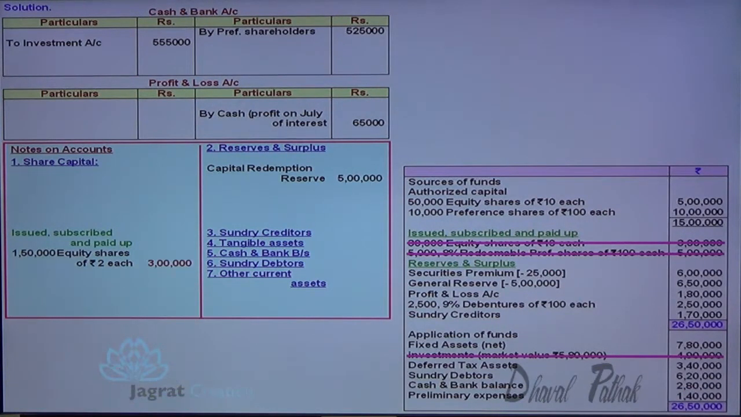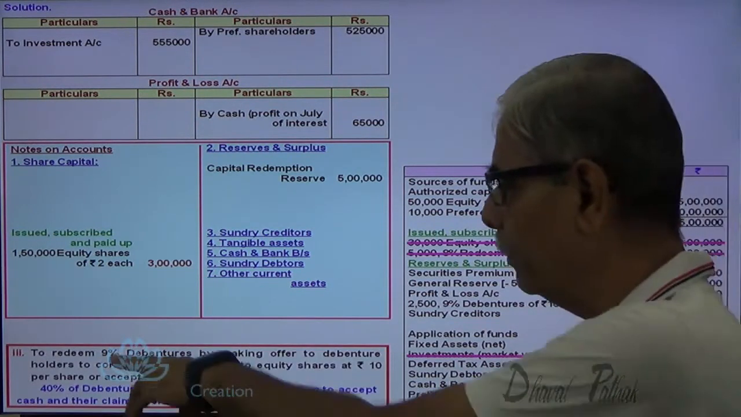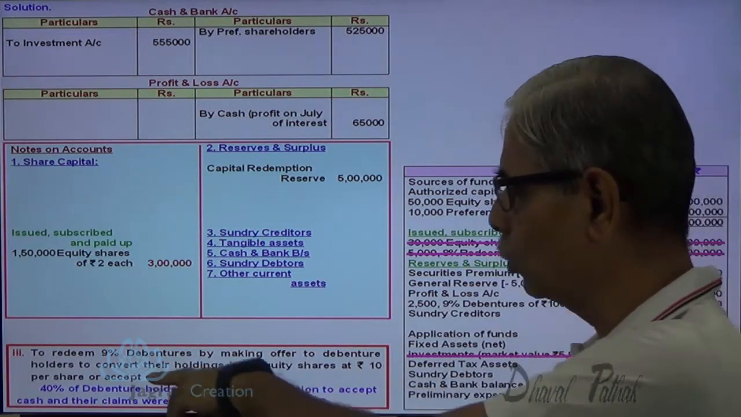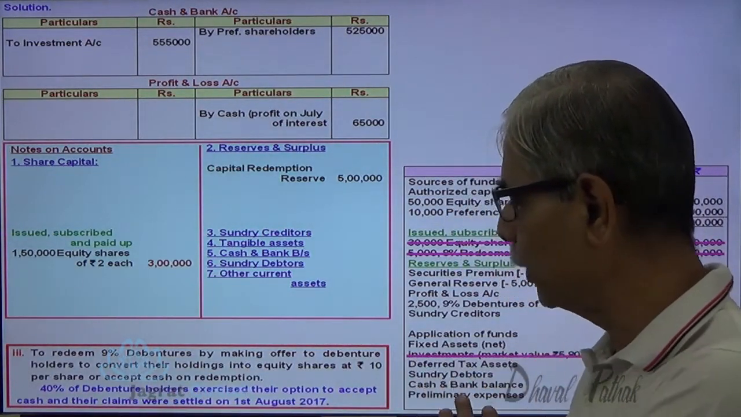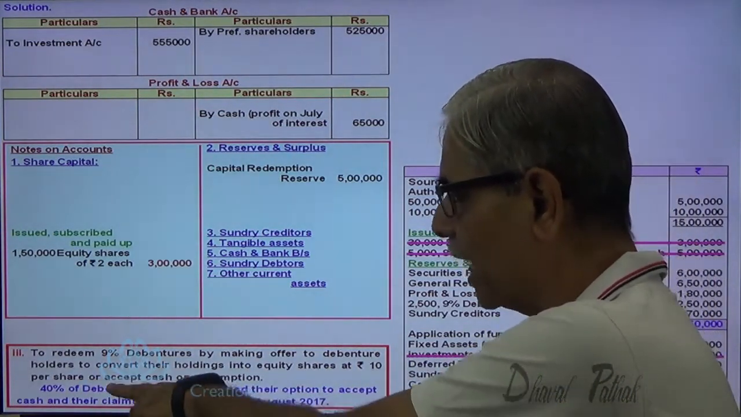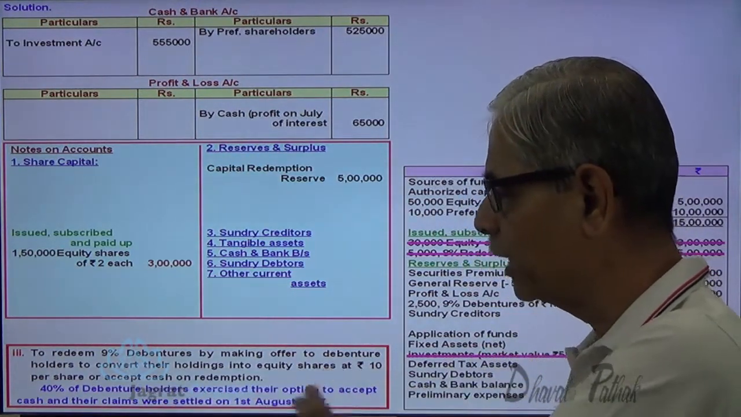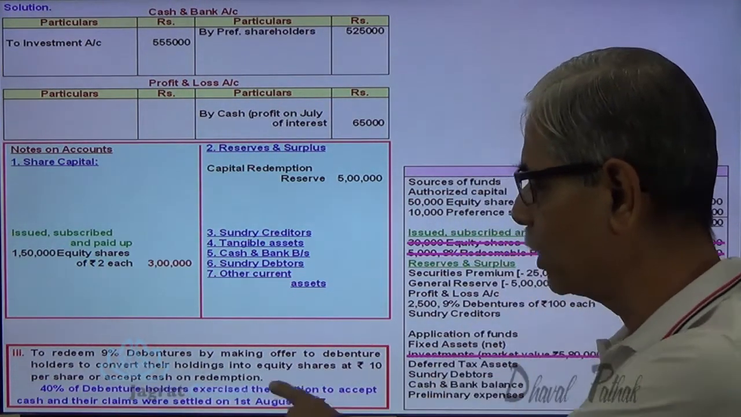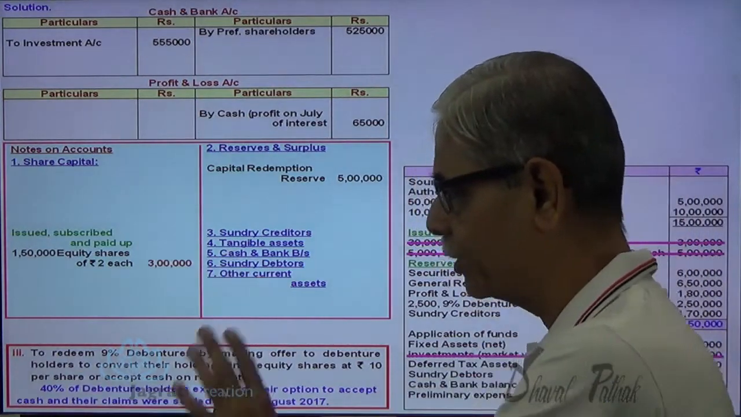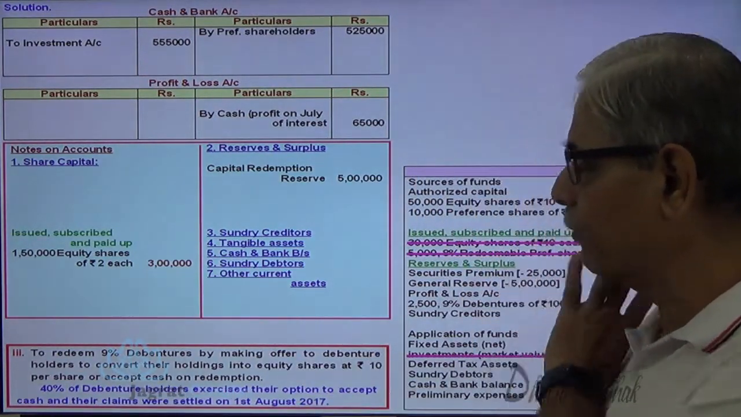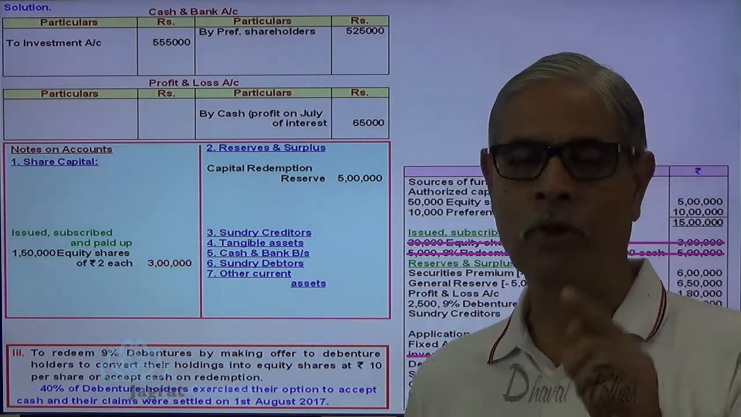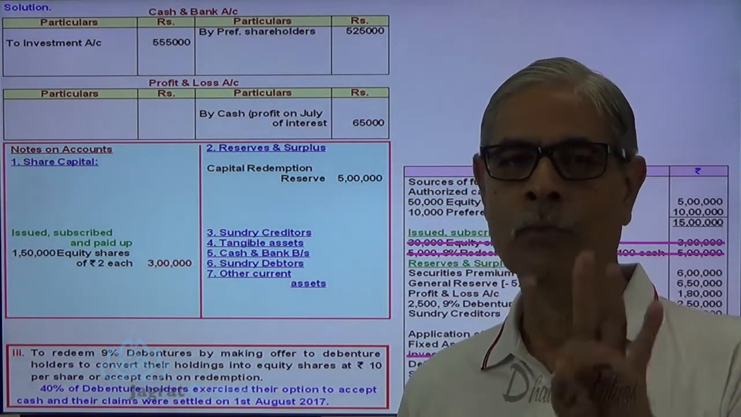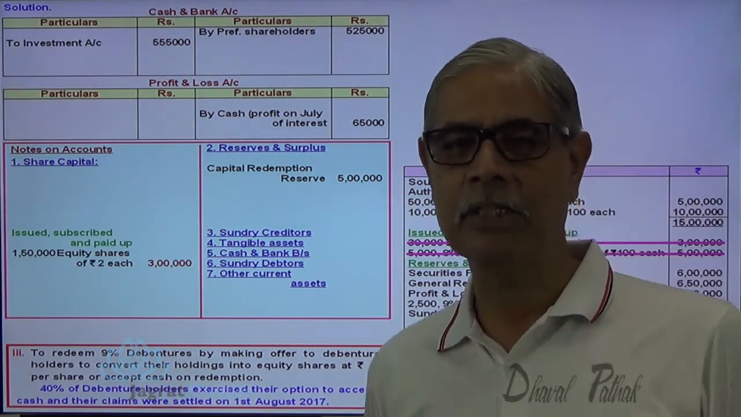So now next transaction, debenture redemption. To redeem 9% debentures by making an offer to the debenture holders to convert their holdings into equity shares at rupees 10 per share and accept cash on redemption. 40% of the debenture holders exercise the option to accept cash and their claims were settled on 1st of August 2017. From 31st of March to 1st of August, 4 months, debenture interest is payable.